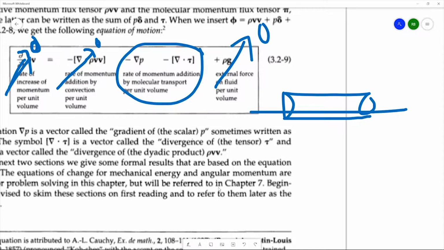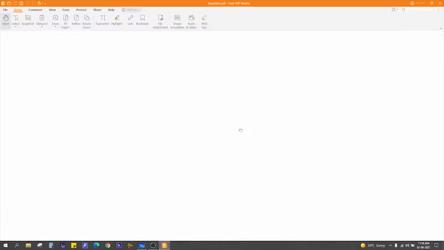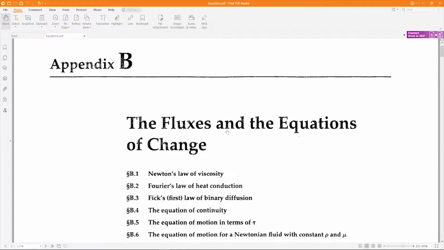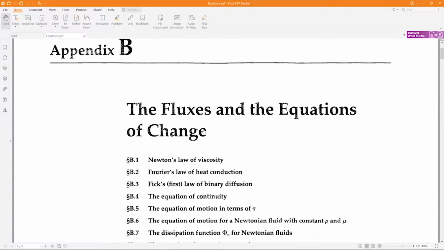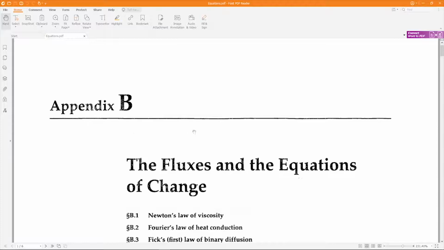Now we'll see these equations in other coordinate systems. Okay, in cylindrical as well as spherical, how they are expressed. You don't have to derive this equation in cylindrical and spherical coordinates. However, there are equations available. You can memorize them. Okay, so we'll go through that. These equations are given in appendix B of the book.